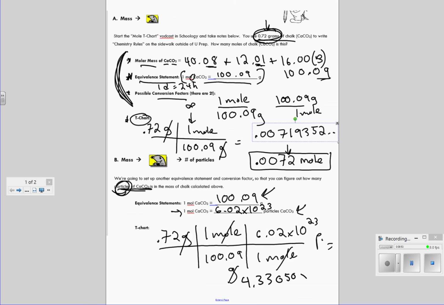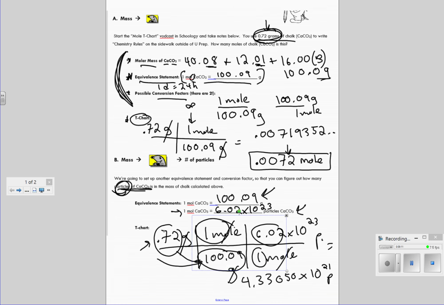4.33050 blah blah blah times 10 to the 21st particles. Let's do Sig Figs really quick. Same thing. These numbers that I'm circling will all have infinite Sig Figs, so we're looking here and here. This number has 2 Sig Figs. This number has 5. My answer can have 2. 4.3 times 10 to the 21st particles. So with that, go on, do the rest of the packet. Good luck, have fun.